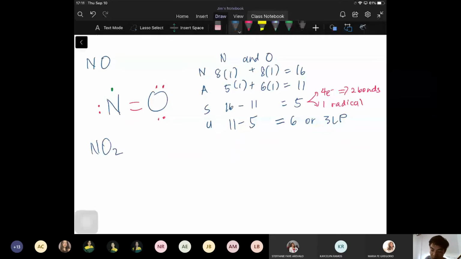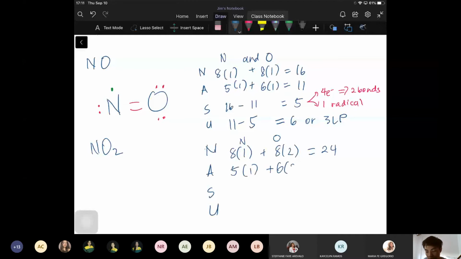Well, let's try NO2. For nitrogen and oxygen, let's assume that nitrogen will follow the octet rule. So, as is naman yon. 8 times 1. Oxygen will follow the octet talaga. 8 times 2, 8, 16, 24 electrons. Available, that's 5 for nitrogen and 6 for oxygen. 6, 12, 12 plus 5, 17.